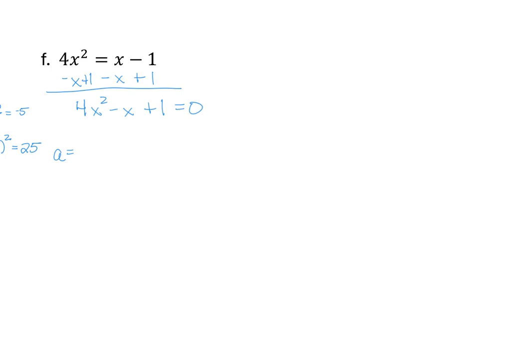We're going to let a be 4. That's my number in front of the x squared. b is going to equal negative 1. It's my number in front of the x. And c is going to equal 1. All right, so when we plug in, we have negative b plus or minus the square root of b squared minus 4ac all over 2a.